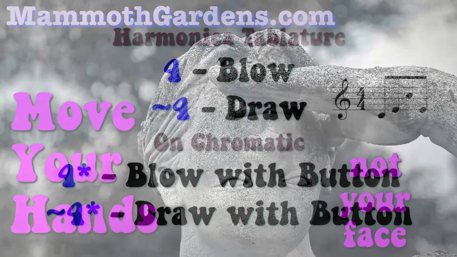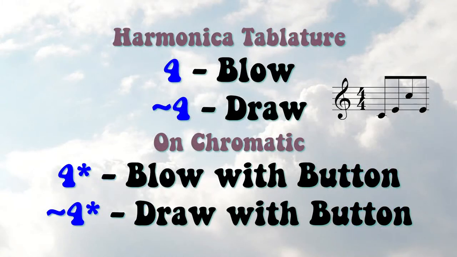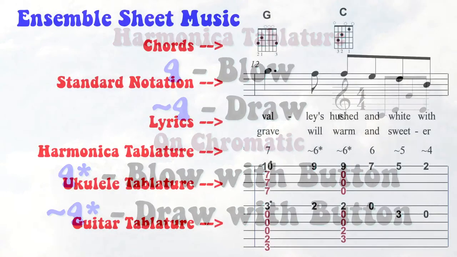And then next up, on the tablature, on the sheet music, you'll have a harmonica line. A 4 by itself means blow into hole number 4. If it has a minus sign in front of it, you draw through hole number 4. And then on the chromatic sheet music, if there's a star on it, that means you'll hold the button down while you're blowing, or hold the button down while you're drawing. And that's what the little star represents, is to push the button in.